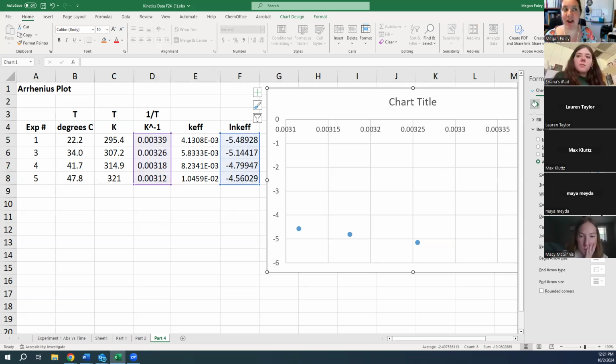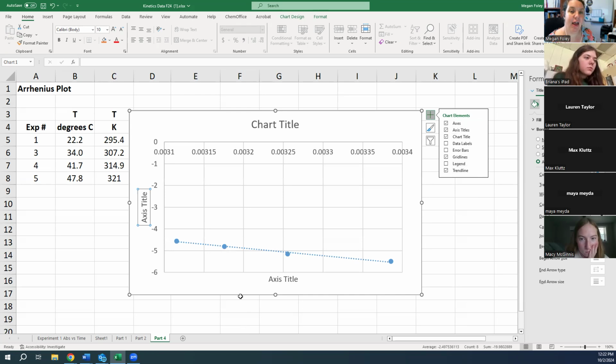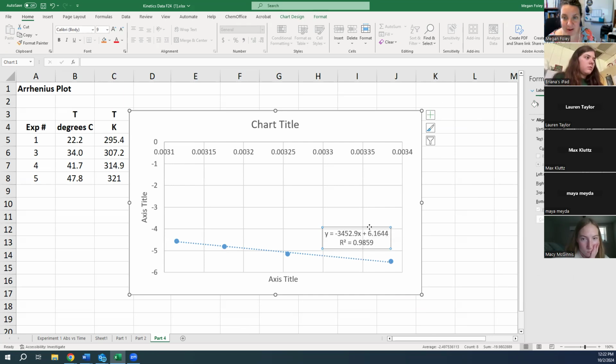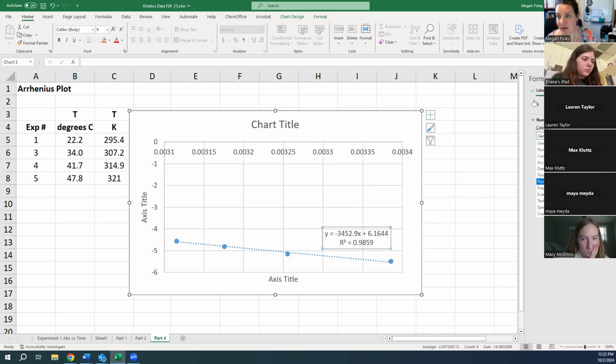Okay. Does everybody have a graph? Okay, so let's start doing the things we're supposed to do. We want to add a trend line. We want to add axes titles. We want our trend line to have an equation and an r-squared value. So we're going to format our trend line, equation, r-squared value. We do need this in scientific notation. So format trend line label, scientific, 4 decimal places, enter.